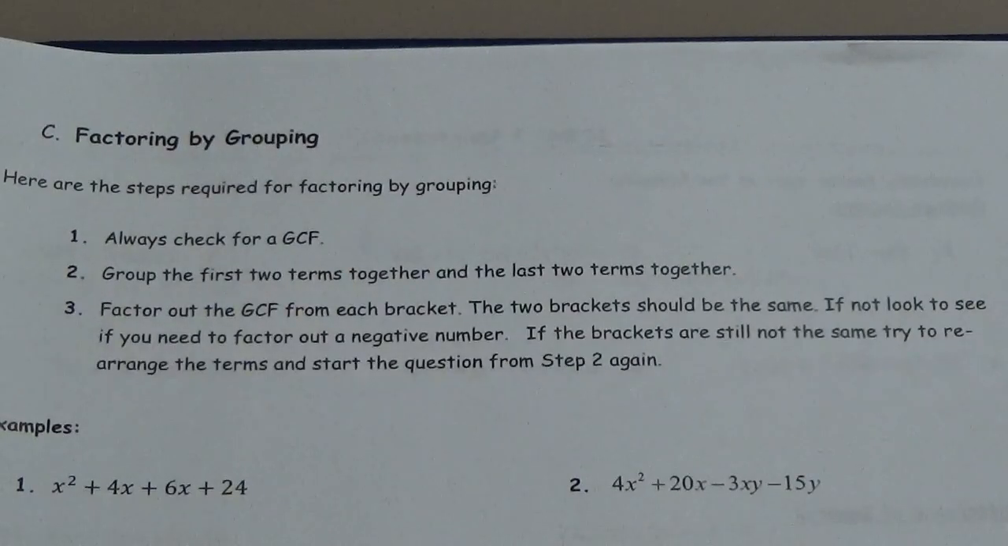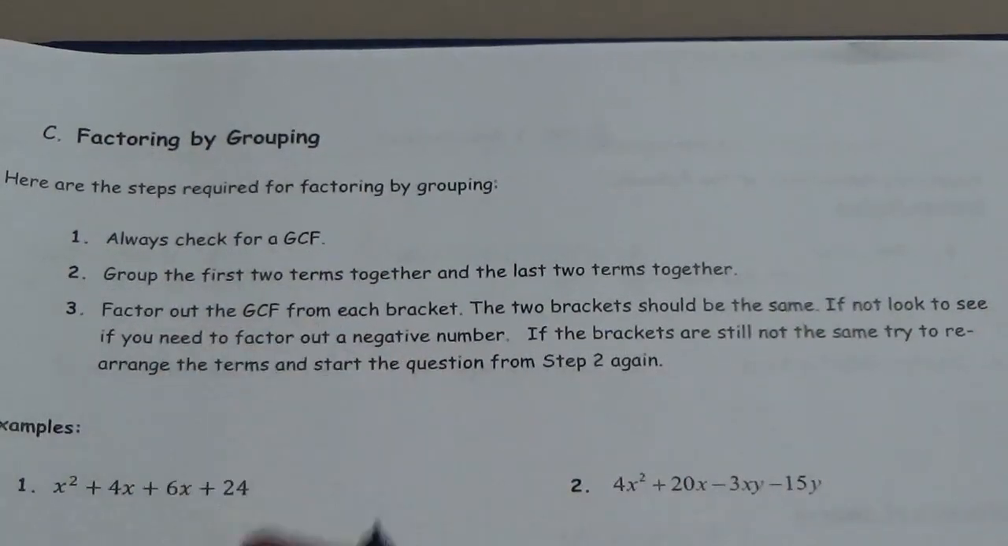The final form of factoring that we're going to look at in this particular lesson is factoring by grouping. Now, this occurs typically when you've got 4 terms. In fact, if you look at all the examples that we're going to do on this page, they're all going to have 4 terms. So that's kind of your big clue that this is what you're going to do.